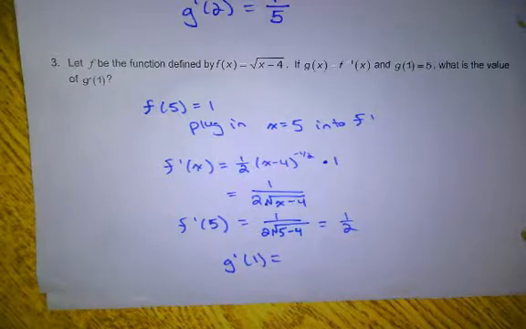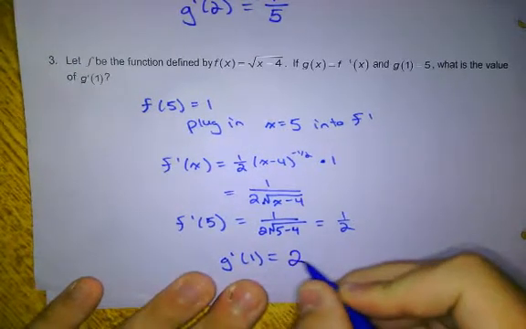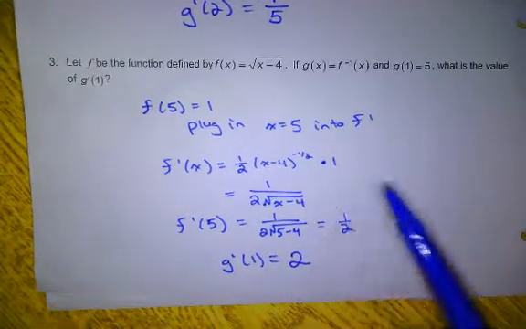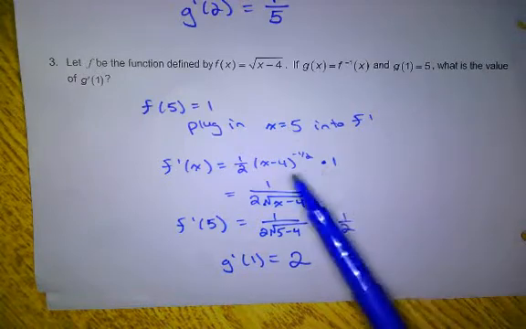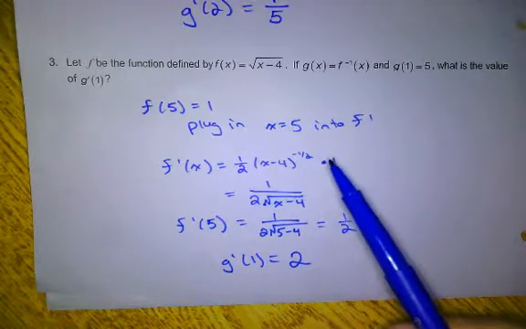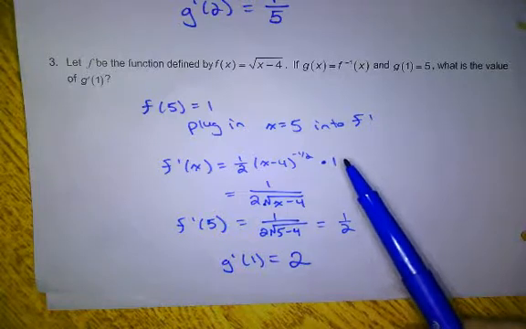What's the final answer here? 2. By the way, this is a baby chain. I just showed all the work for the baby chain. You take the derivative of the outside, and then the derivative of the inside is just a 1. Little baby chain.